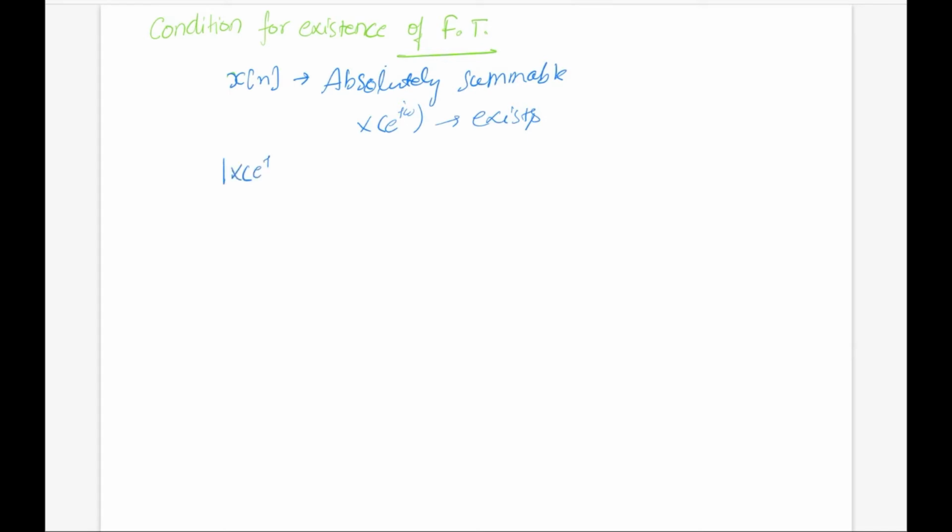Again, the Fourier transform exists means it follows this for all values of omega. That means |X(e^{jω})| is equal to the summation over n of x[n] e^{-jωn}. This will be less than or equal to, if we take the individual summations.